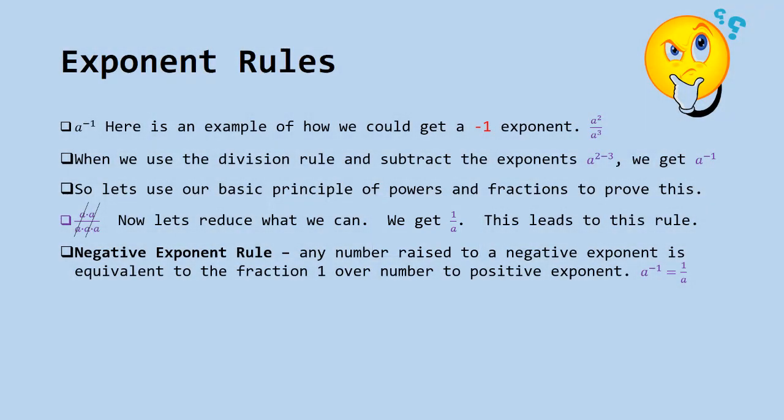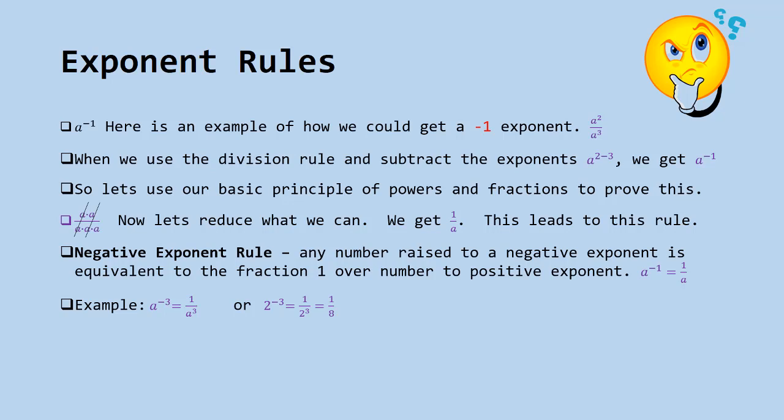The negative exponent rule. Any number raised to a negative exponent is equivalent to the fraction 1 over the number to the positive exponent. So a to the negative 1 is equal to 1 over a. So here's a couple examples. Here's a to the negative 3. Well, that is going to convert to 1 over a to the positive 3 power.